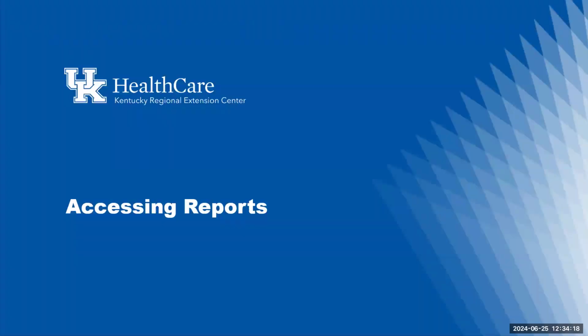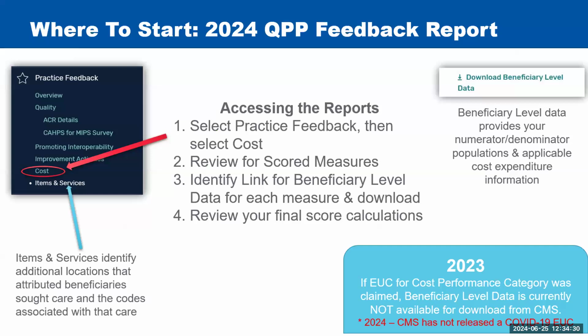So let's talk about accessing your reports. Now, in the grand scheme of things, CMS has told us that your 2023 preliminary feedback reports would be available in June. Well, it's not. So far, as of before this call today, they've still not been released. And we have folks that are checking every day. Both our team inside and some of our clients look every day for this.